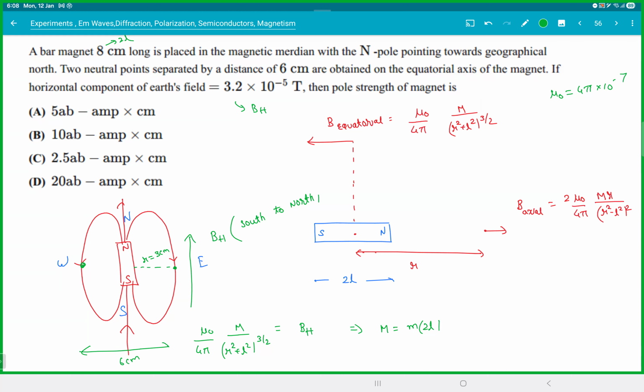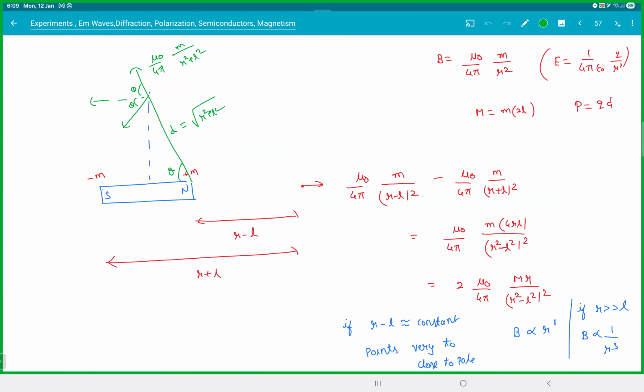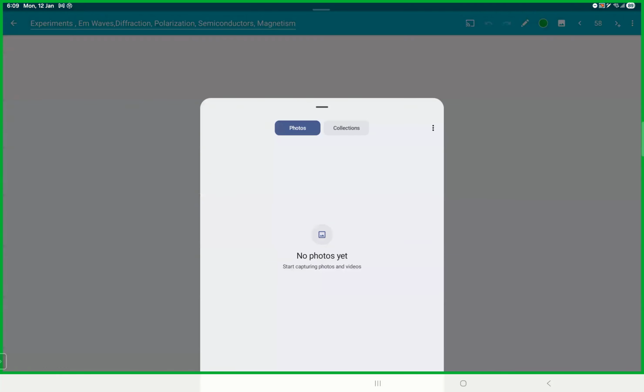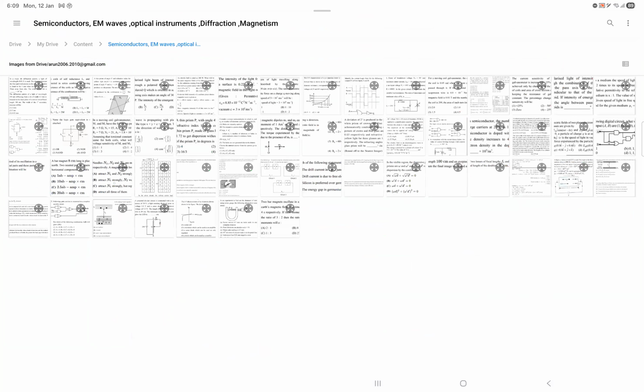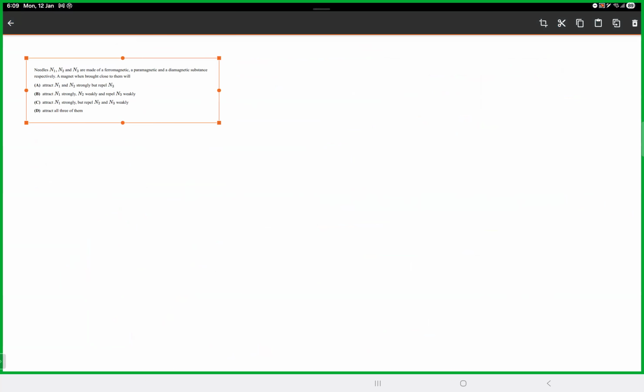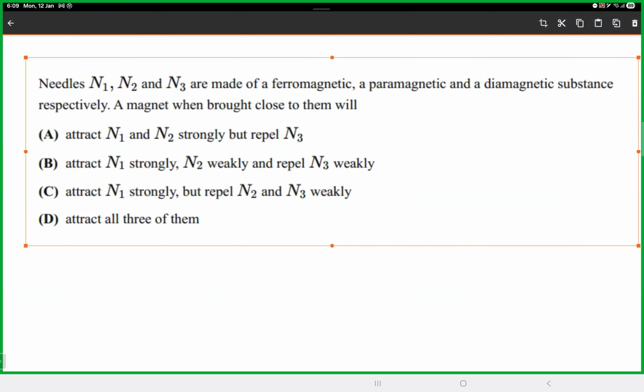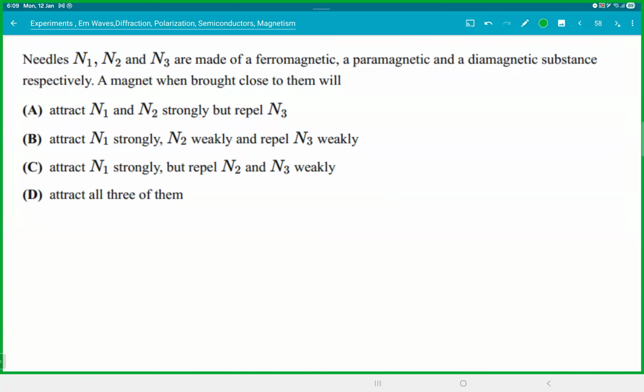And if you see here, r and l are comparable. Length is around 8 centimeters and r is your 3 centimeters. They're not small. You can't use an approximate formula, so be careful. And this is how you derive it in case you forgot also. Let's get this thing.